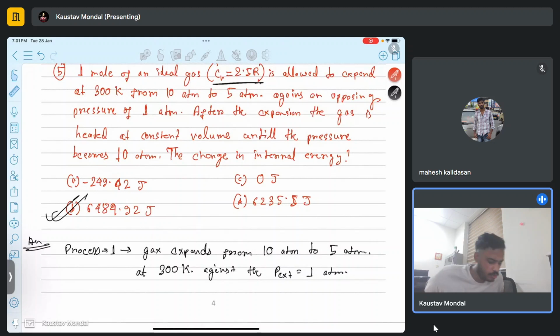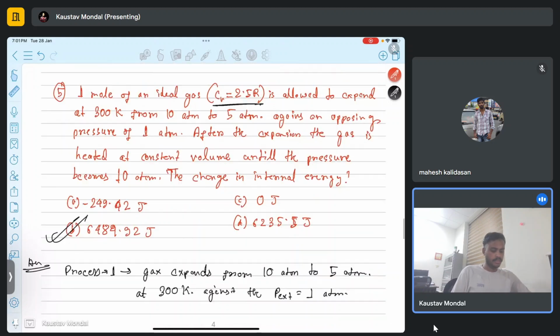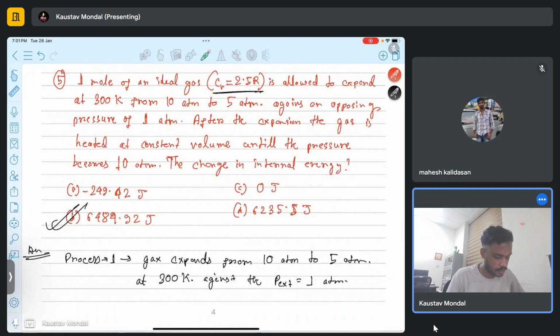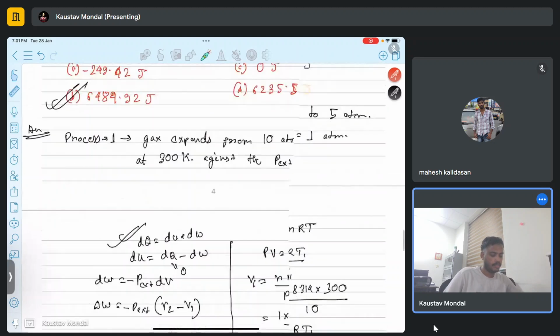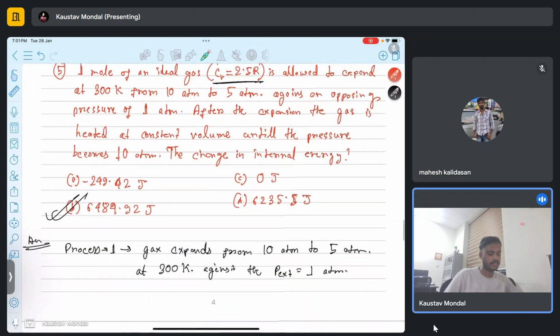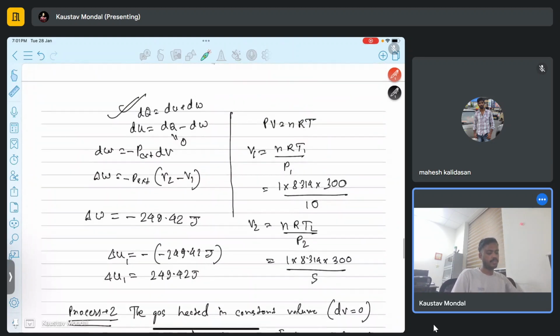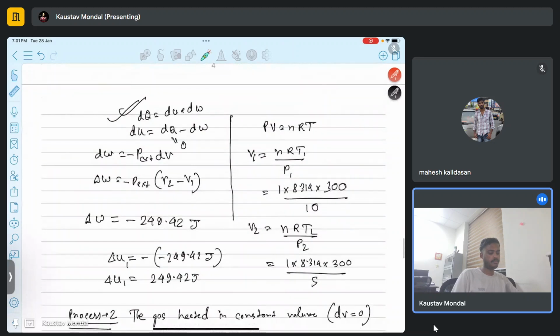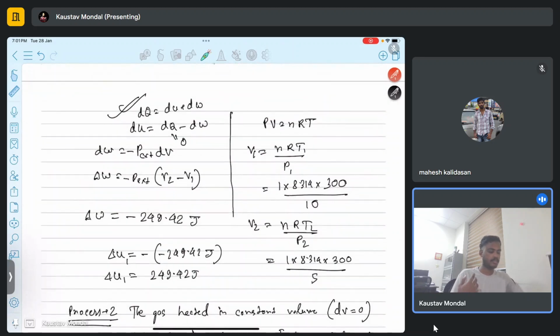Let me revise the whole thing that we have done. In the problem, 1 mole of an ideal gas is allowed to expand from 10 atm to 5 atm at 300 Kelvin. Okay, this is the first process. Although expansion is mentioned, the volume change is not given, so we just use pressure and temperature. All the things are given, so we can easily calculate using the ideal gas equation.